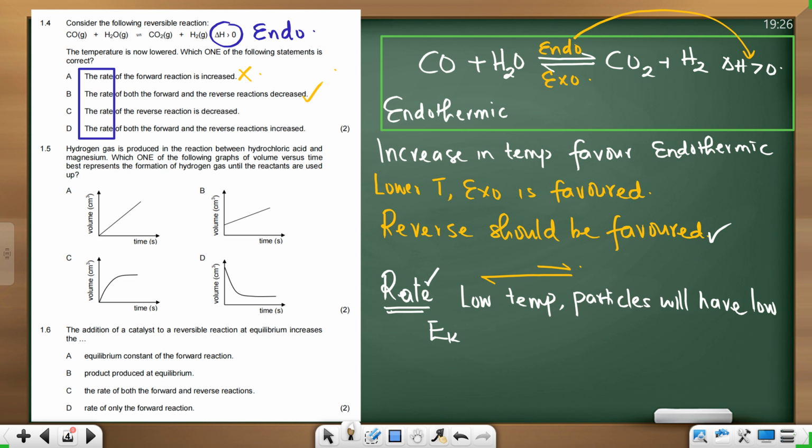At low temperature, particles would have low kinetic energy. Therefore, the rate of reaction, whether it is forward or reverse, will decrease. This is not chemical equilibrium, by the way. I also was misled until I read the options. The examiner says the rate. But it's very misleading because it looked like chemical equilibrium, but it is talking about the rate of reaction. So at low temperature, particles will have low kinetic energy, hence the rate of reaction decreases. Very, very interesting.